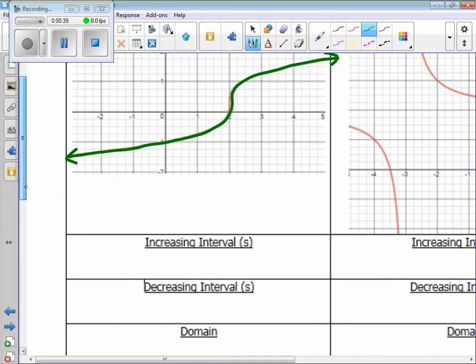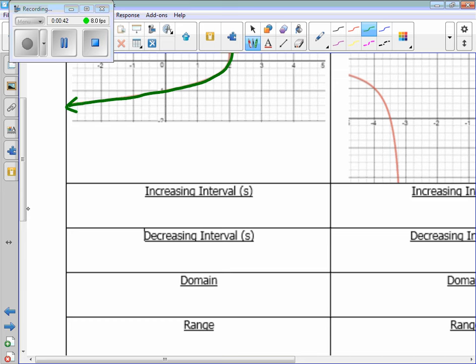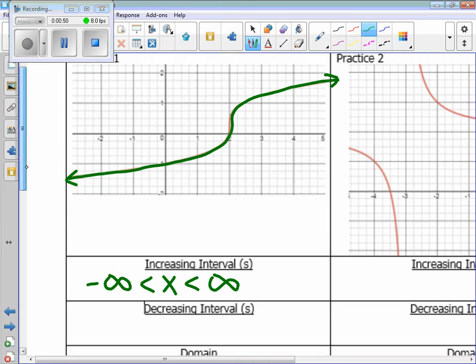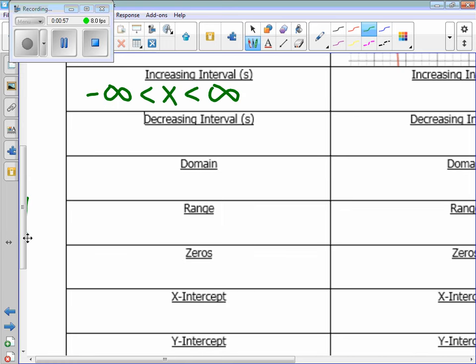So increasing intervals, in this case, it's increasing from negative infinity. Always talking the x values, increasing all the way to infinity. Decreasing, since the whole portion of the graph is increasing, there's no decreasing portion of the graph. So none. You can also think of decreasing as a negative slope and increasing interval as a positive slope.